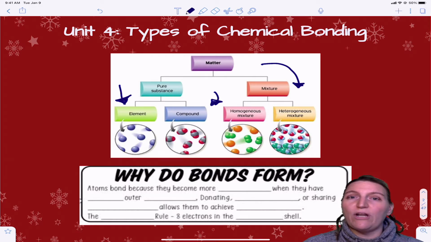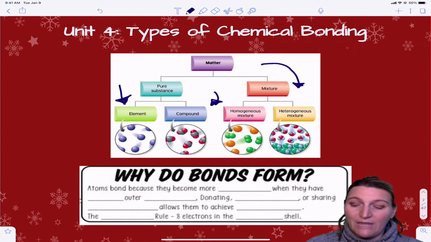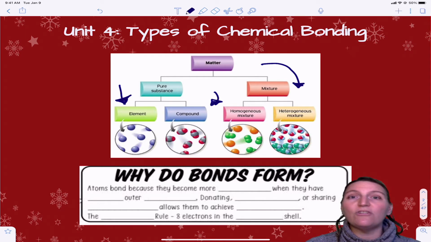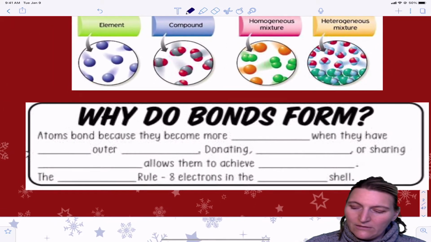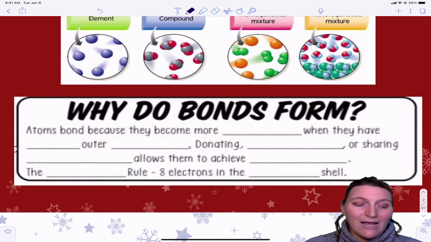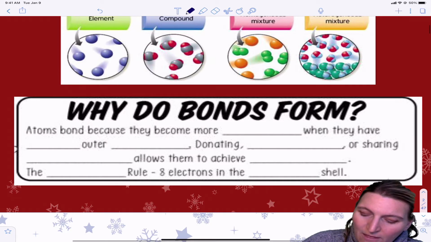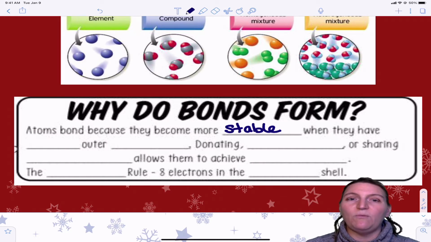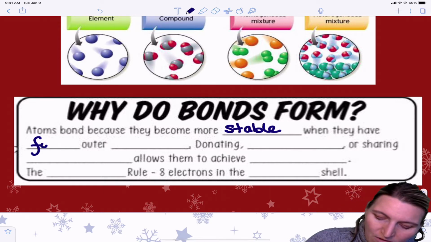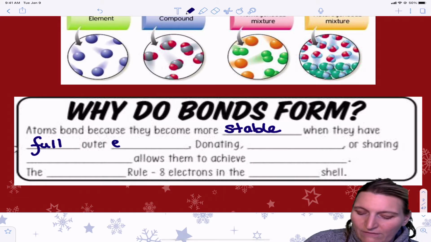Bonding is a general term. We're going to learn that there are many different types of bonds, but just in general, why do bonds form? We're going to look into how they form, but this is in general why. Atoms bond because they become more stable. That is a running theme throughout all of chemistry: matter wants to be as stable as possible. And matter or atoms are more stable when they have a full outer energy level.